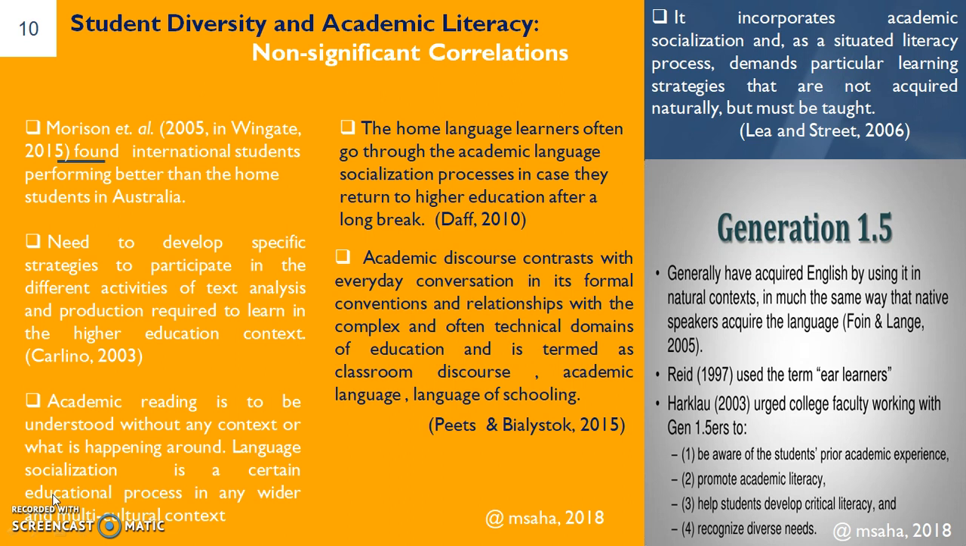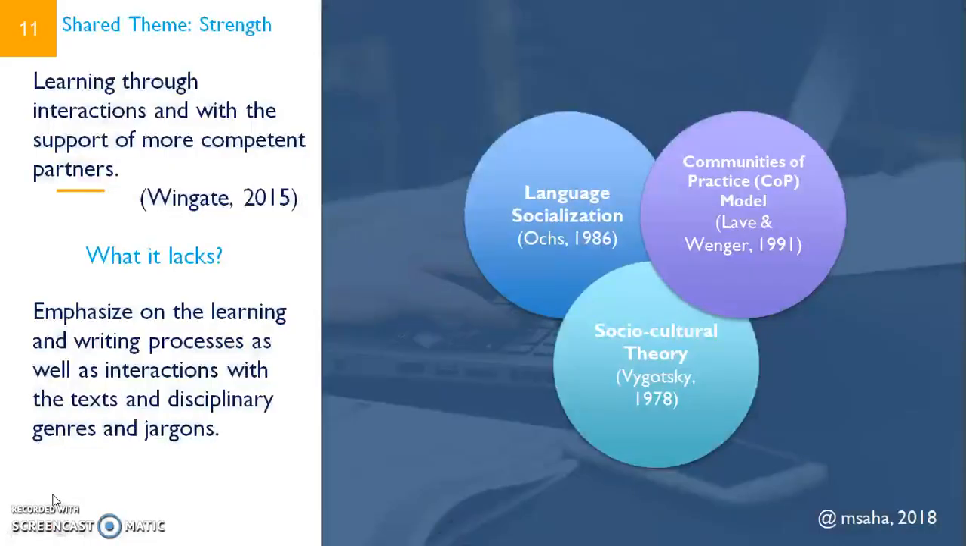Besides, Pitts and Bialystok state that academic discourse contrasts with everyday conversation in its formal conventions and relationships with the complex and often technical domains of education. If it is so, concern with diversity is not then only related to language, but also to the strategies for using language. And language socialization is not an affective variable, rather a certain educational process in any wider and multicultural context. Finally, the three sociocultural models presented by Wingate are effectively related to the diverse student socialization processes, and this seems to be the best strength of our essay.